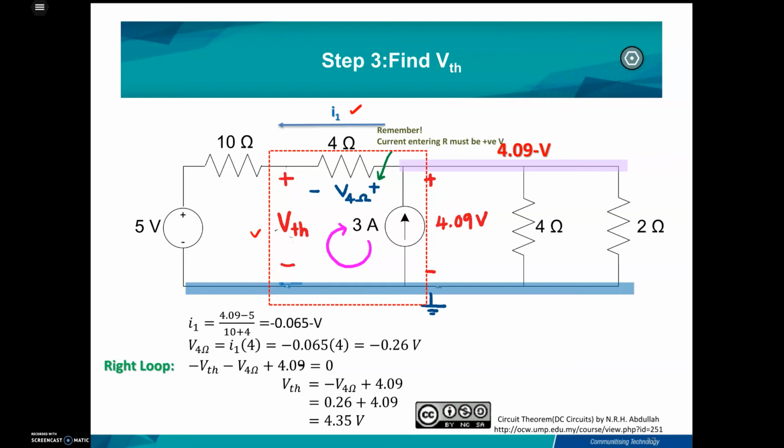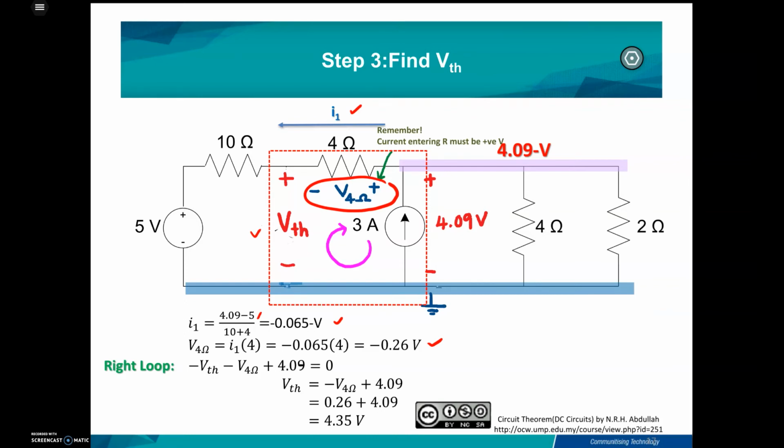So the value of I1 is 4.09 minus 5 over 14, which is equal to minus 0.065 amps. And then the voltage across the 4 ohm is I1 times 4, so the value will be minus 0.26. So this is the value of the 4 ohm voltage.